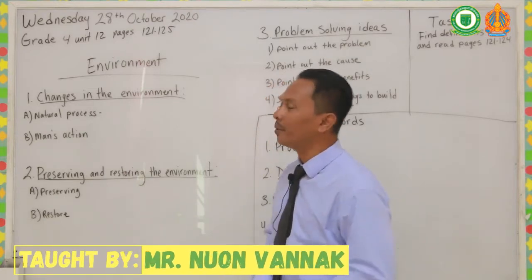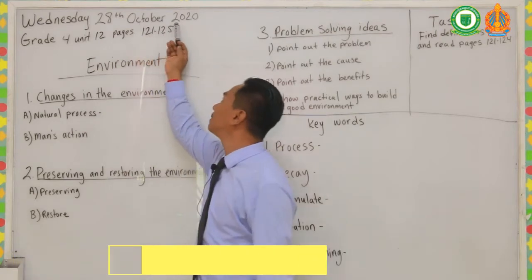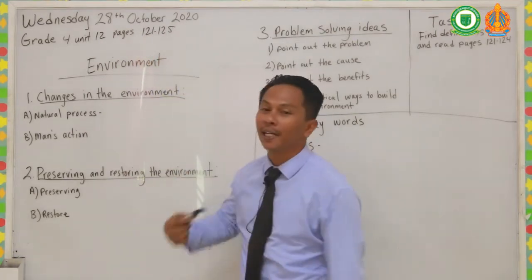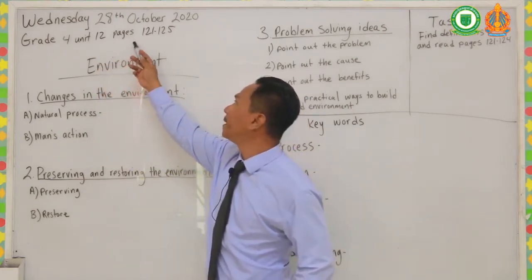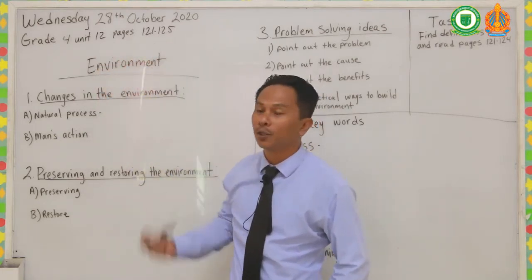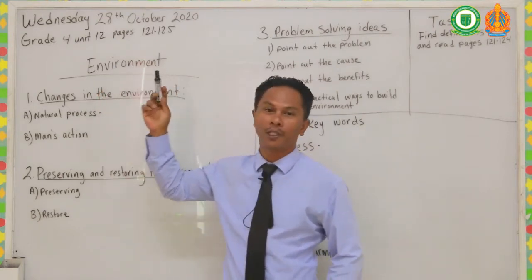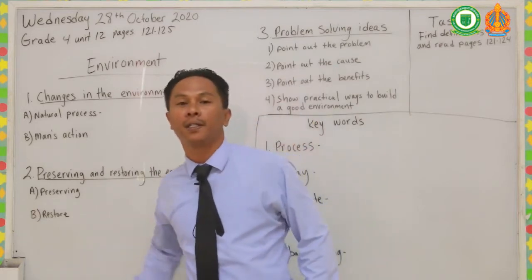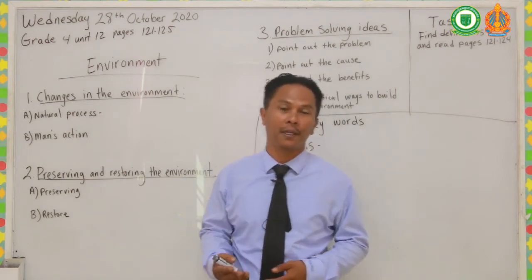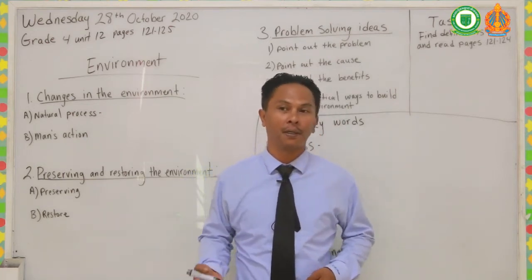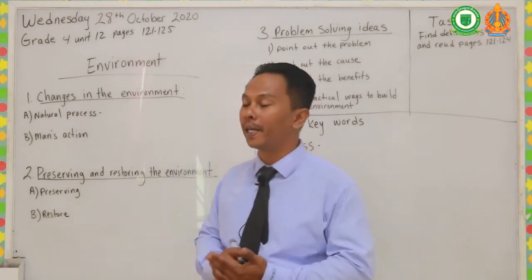Anyways, today it's Wednesday, the 28th, October 2020, and in today's lesson we are going to be continuing in Unit 12, pages 121 through 125. And in that unit, it's going to be about environment, which we should already know what environment is, right? There are two types of environment. There's a natural environment, and there is a social environment. This is a lesson that we did a couple weeks back, so I hope you remember that.